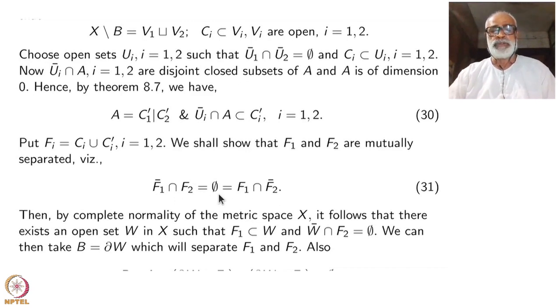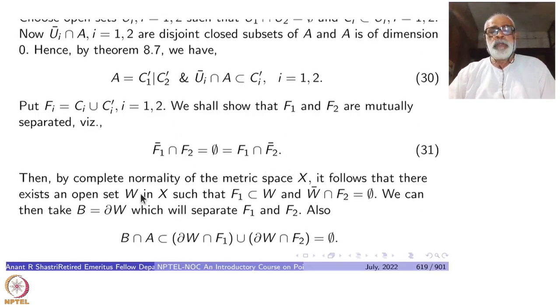Wait a minute. So let us have this one now. How to prove that F1 bar intersection F2 is empty? Indeed, once you prove this one, the other one is symmetrical. All these conditions are symmetrical, so that will be proved in exactly the same way. Okay, so once you have that, use complete normality of the metric space. It follows that we get an open subset W in X such that F1 is inside W and the closure of W does not intersect F2. This is the same thing as having disjoint closed subsets and so on. This way it is easier to state: F1 is contained in W, closure of W does not intersect F2.